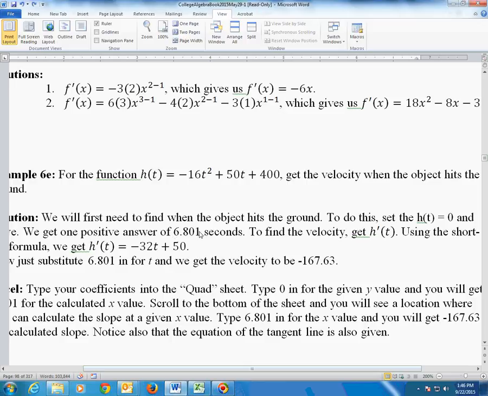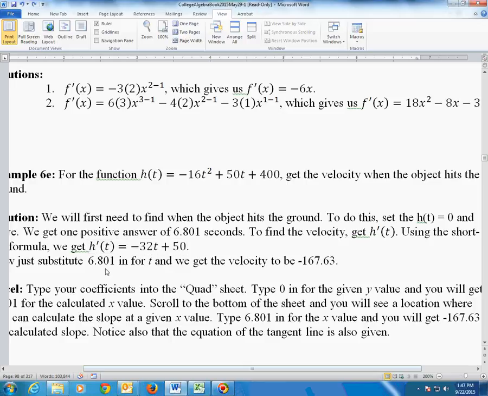Now, the velocity equation is from taking that h prime thing. Okay, so do that. Bring the 2 down, you get negative 32t. Subtract 1 off the 2 to get 1, so it's just negative 32t to the first power. And right here, the derivative of a linear term is just this 50 right here, because this is t to the first. 1 times 50 is 50, t to the 0, so just 50.